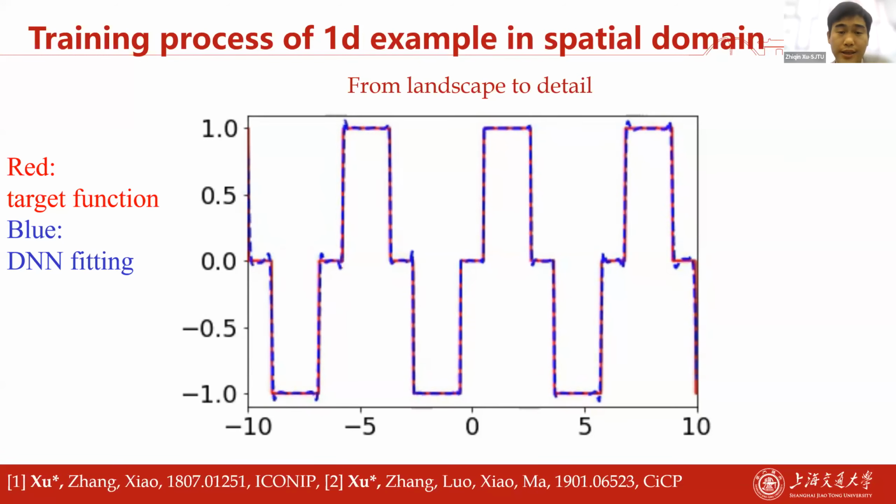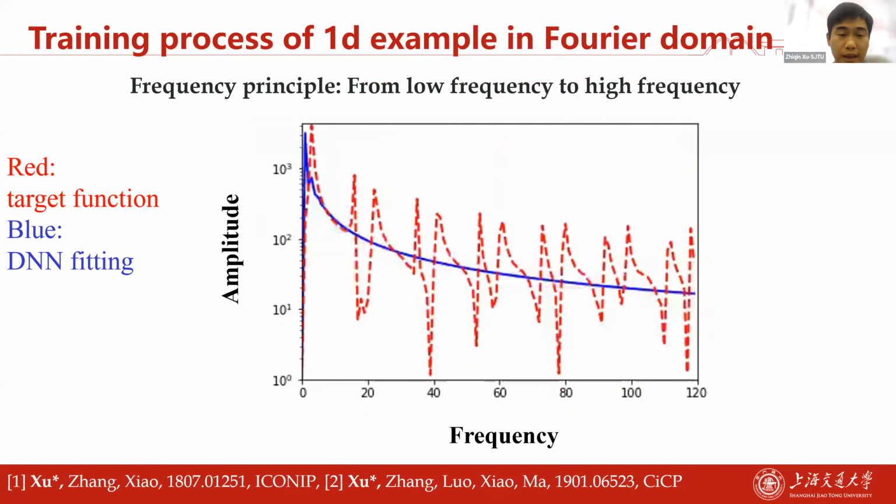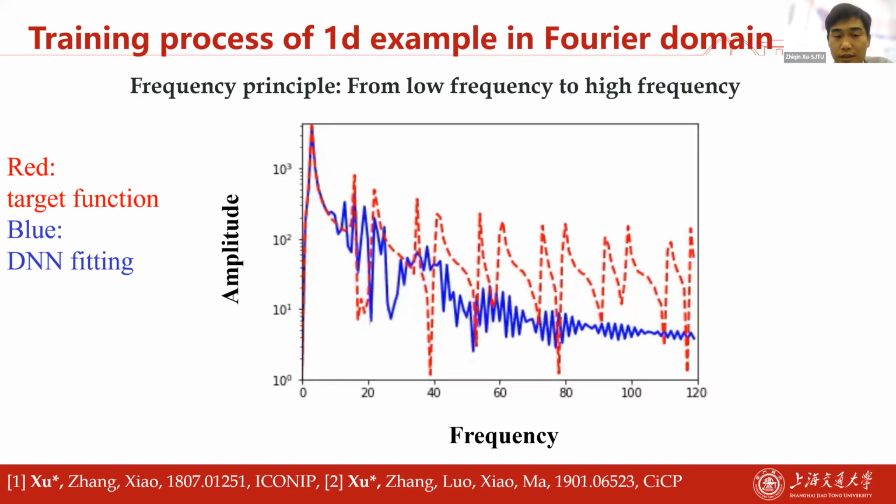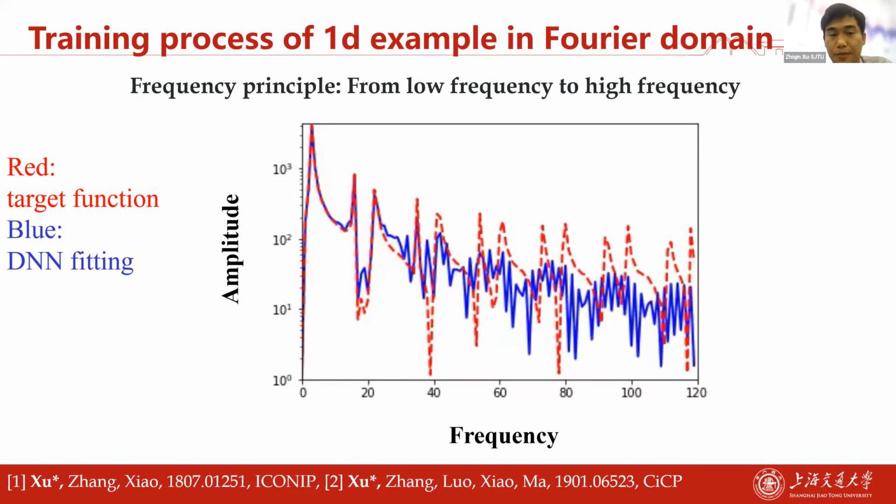If we turn this into the Fourier domain, this red curve is the Fourier transform of our target function, and this blue one is the Fourier transform of our neural network. This is also a film that goes as the iteration goes. You can see that the neural network first captures the first frequency peak, and after that it captures more and more frequency peaks.